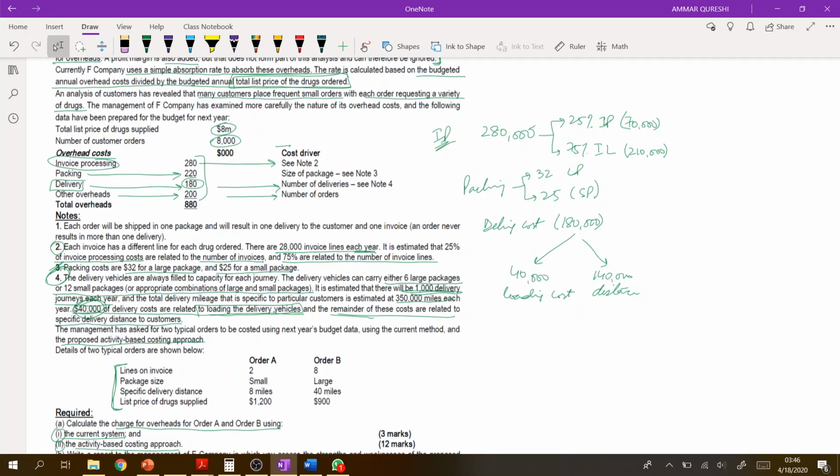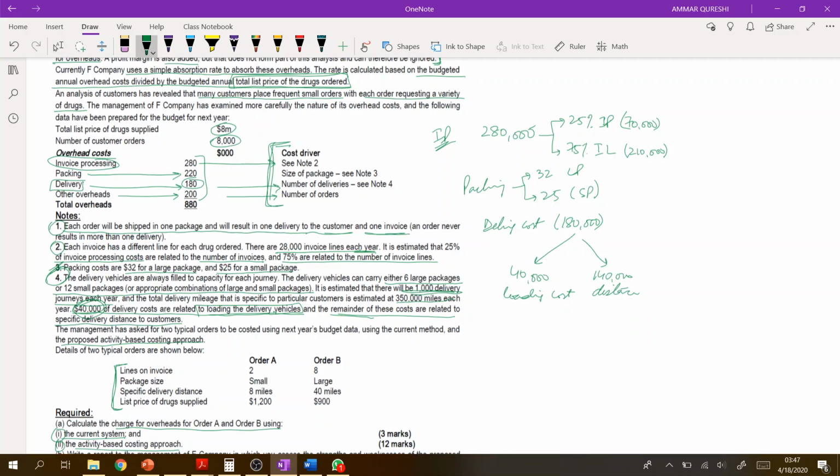We haven't read this part 1 because that was not mentioned here. What is the first part? It says each order will be shipped in one package and will result in one delivery to the customer. That means each order will be shipped in one package, right? So if you are having one order, you cannot ship that one single order in two different packages. One order will be shipped per package, right? And will result in one delivery, of course, that will be delivered once, and one invoice.